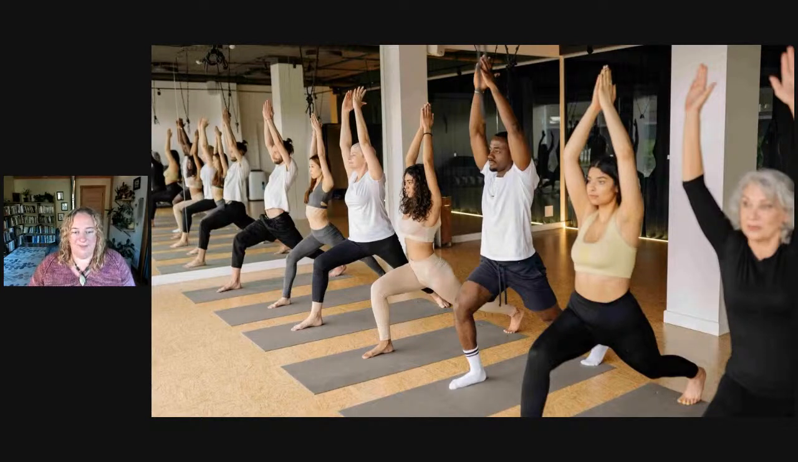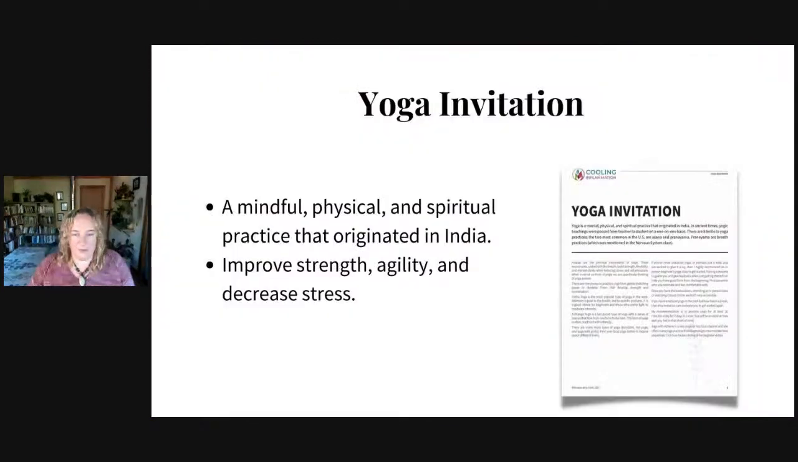Next up, yoga. I realize that a lot of you probably know about Qigong and Tai Chi and also yoga, but I had to mention it. This is a mindful physical and spiritual practice that originated in India, but has spread, of course, throughout the world. It improves strength, agility, and decreases stress. Yoga is something I practice all the time.